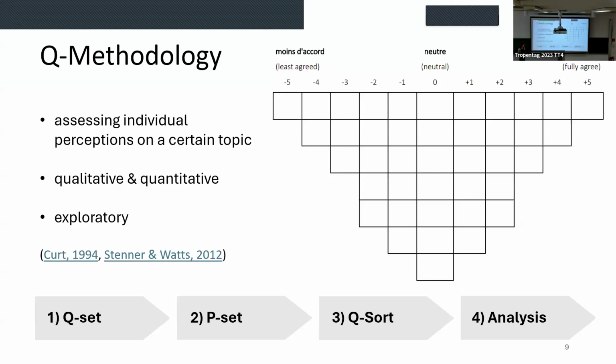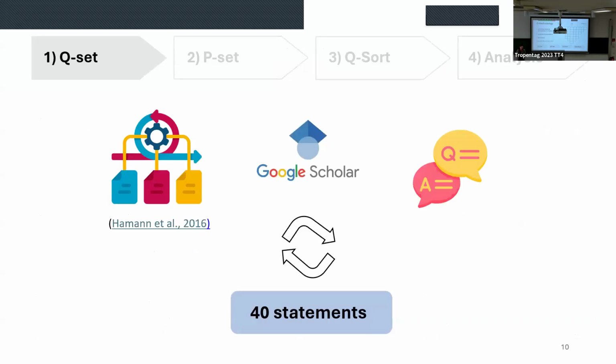Q methodology typically follows these 4 steps. I don't want to bore you with my methodology, but I will quickly walk you through them so you kind of understand what I did. So I basically needed some opinion statements to give to the stakeholders to sort them in the grid. And I used a systematic approach for this.